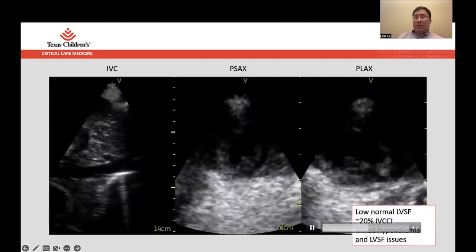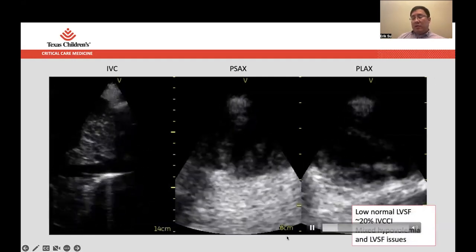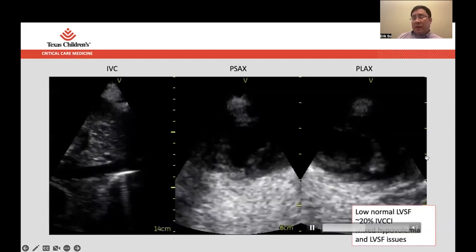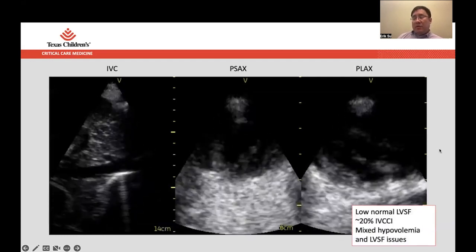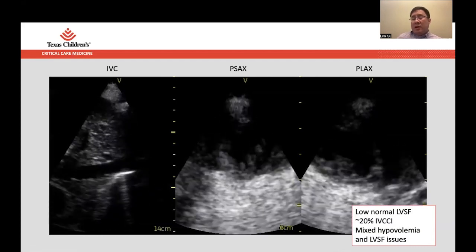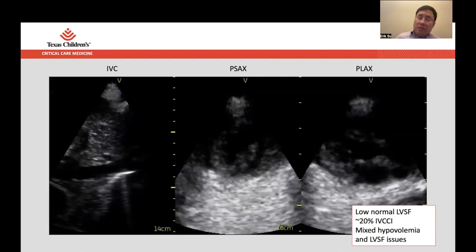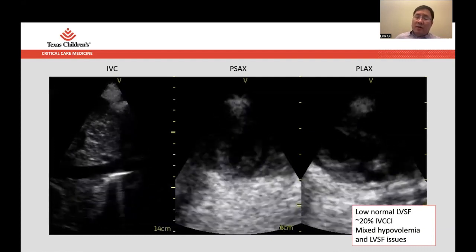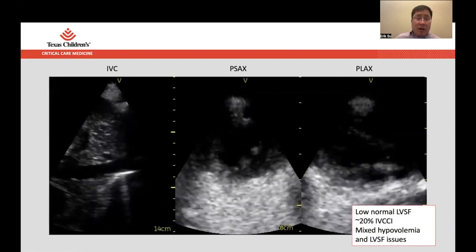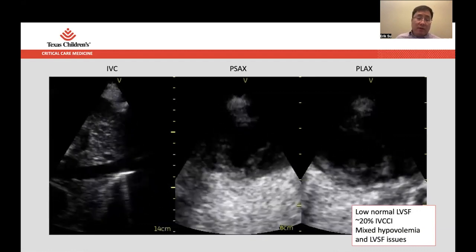Okay, we had low normal LV systolic function. We had approximately 20% IVC collapsibility index, kind of like a mixed shock picture with hypovolemia and LV systolic function issues. And so we used this as a way to know that it was safe to give more fluid. It was also not unreasonable to give some inotrope, given that we were still in shock. And it turned out that fluid ended up fixing everything.